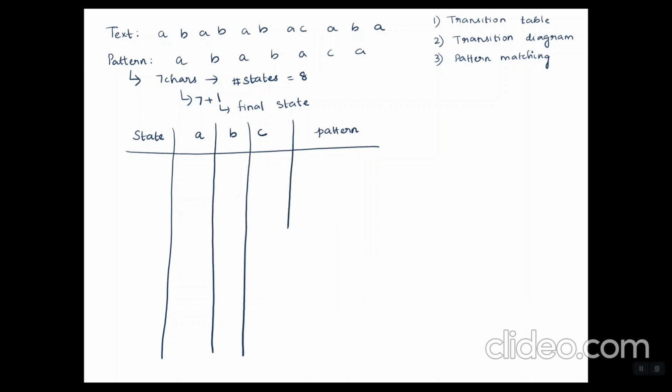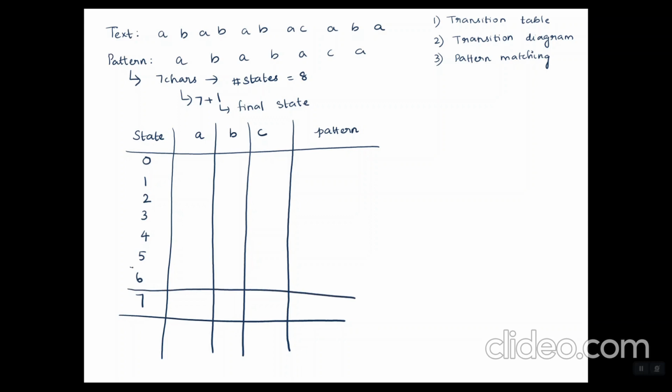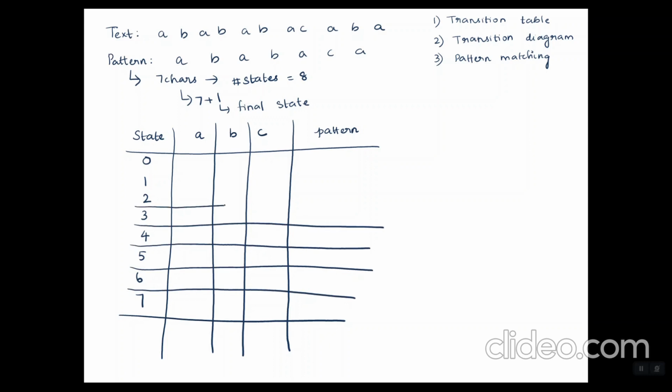After this is over, I'm going to define the states. Totally I need to have 8 states. So I'm going to start with 0, 1, 2, 3, 4, 5, 6 and 7. The last state is going to be 7 because we start with 0, so the total number of states is equal to 8. This is how I am going to design the row numbering.